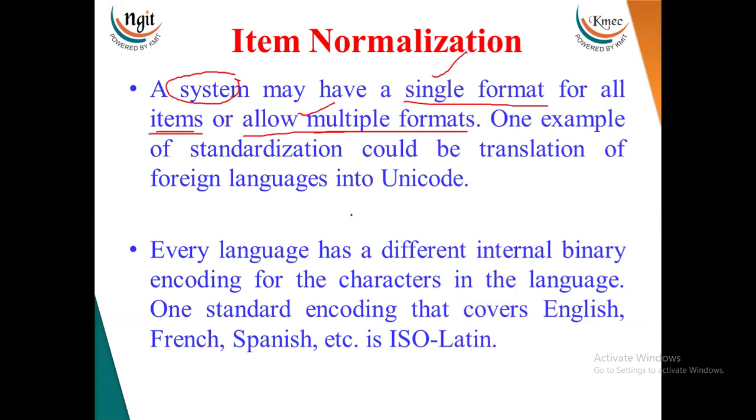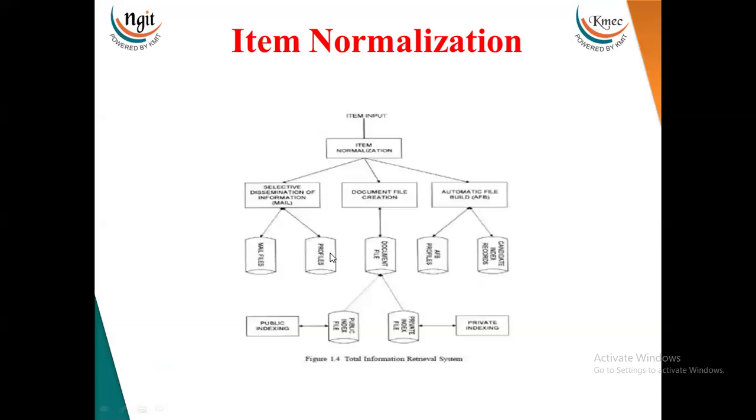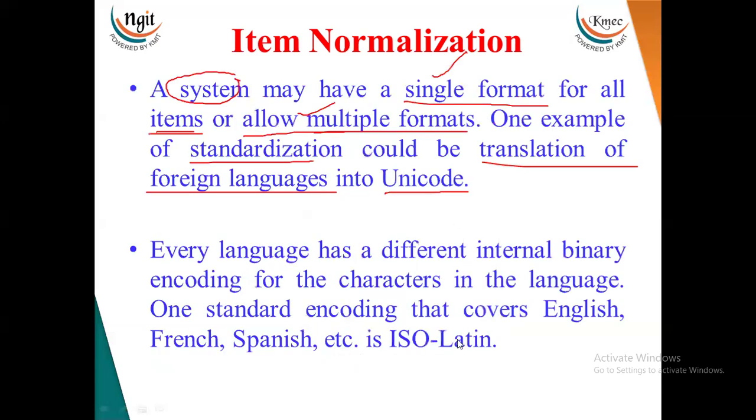For example, standardization is translation of a foreign language into Unicode. If I get any foreign language like French, I will convert it into Unicode. That is how you can standardize. As I said, any language can be converted into English, you can convert into French, and French can be converted into Unicode. So this is standardization.